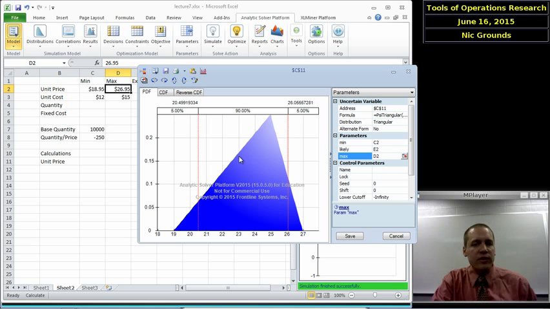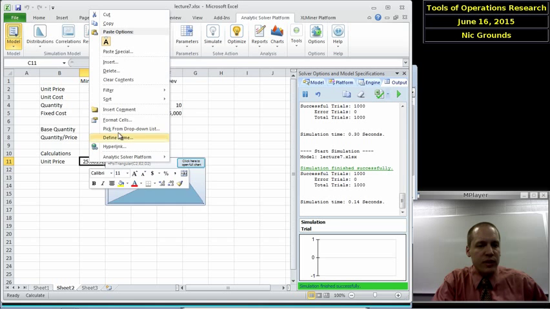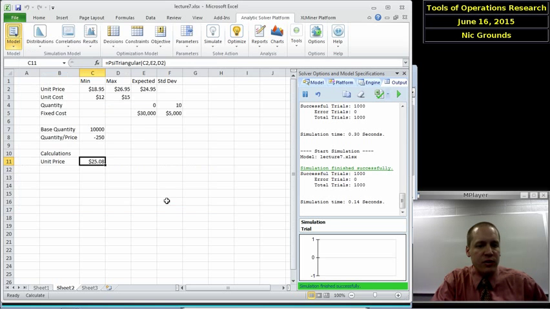So that's what that triangular distribution would look like. A minimum of 18.95, a maximum of 26.95, and a most likely value here of about 24.95. So again, during our simulation, we're going to compute a new value here taken from that distribution. That is, we'll randomly select a value according to that distribution for this cell. In this case, it's so far randomly selected $25.08.